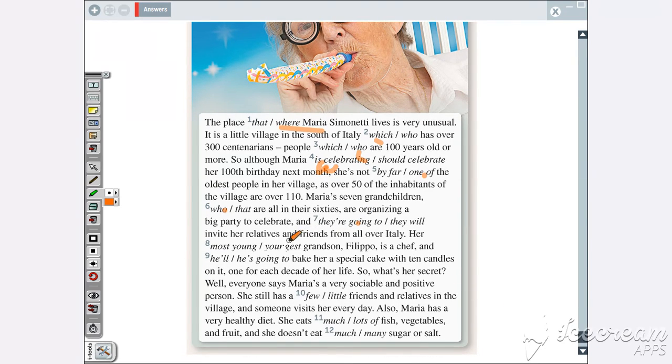So number eight, "youngest." I feel it's "youngest." "Grandson," you can also mark down, okay? Number nine could be "he's going to." It's better to say "he's going to." And number 10, I think it's going to be "few," okay? Number 11 is going to be, let me see, "much" or "lots."